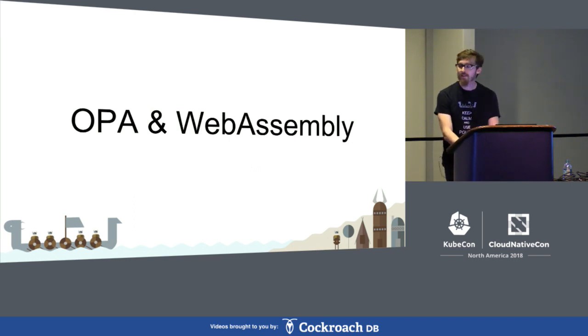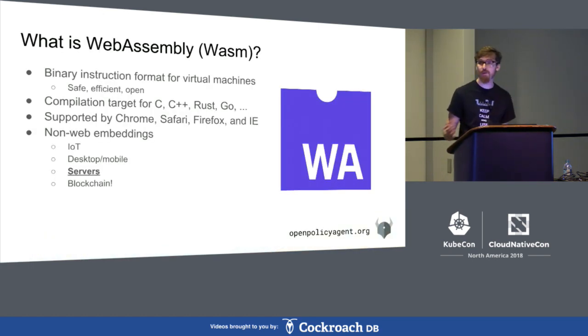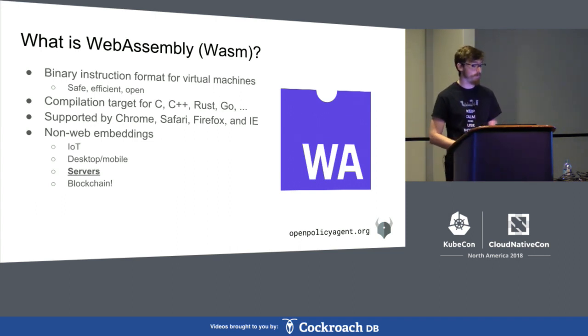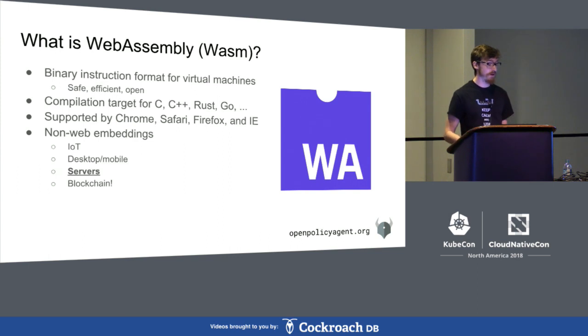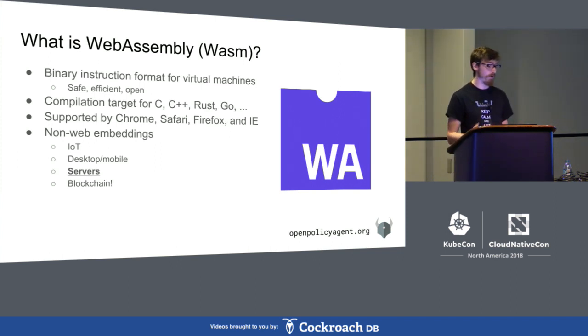Okay, the last thing that I want to talk about is something that I'm super excited about, which is OPA and WebAssembly. So I don't know how many people here are familiar with WebAssembly, but I'll just give a really quick overview. WebAssembly is basically a binary instruction format for building stack-based virtual machines. Just like x86 assembly exists and you can compile C and C++ down to x86 and run it natively, you can compile C, C++, Rust, and Go, and a bunch of other languages down to WebAssembly, and then run that code in a WebAssembly VM in the browser or elsewhere.